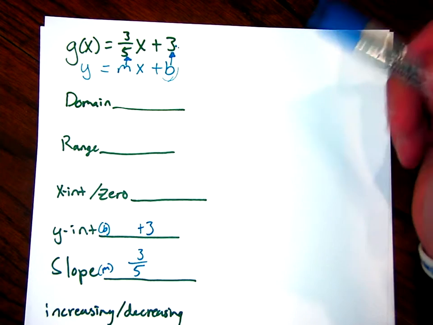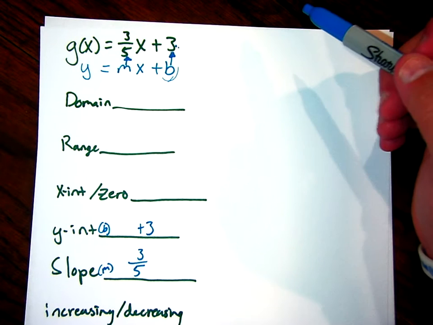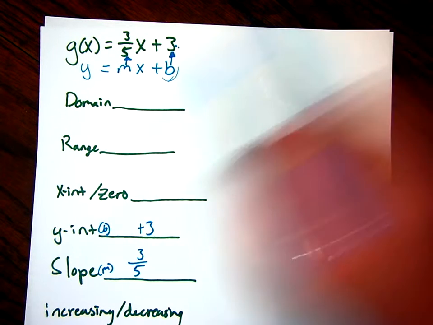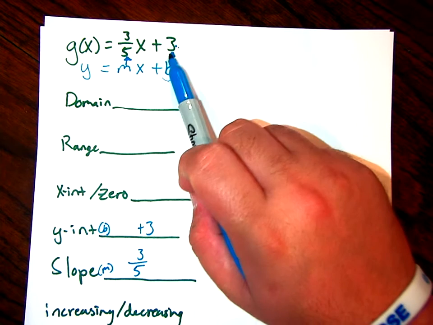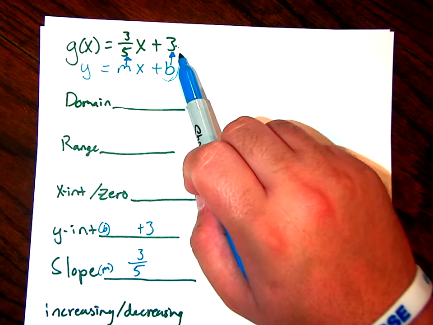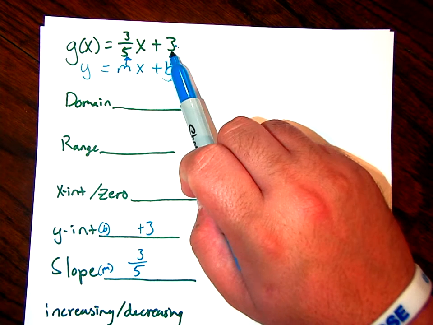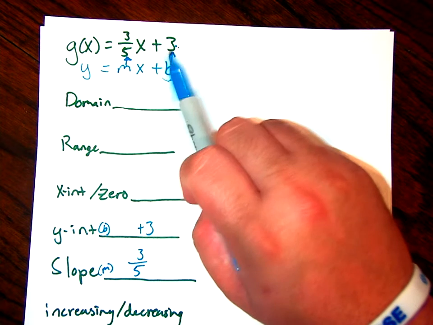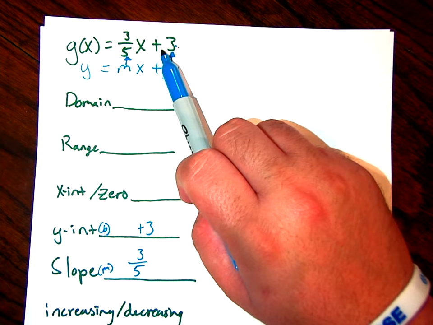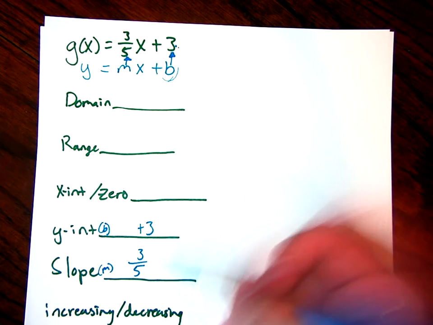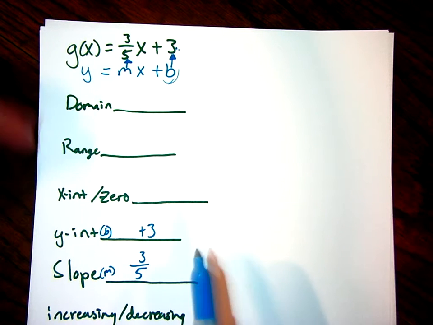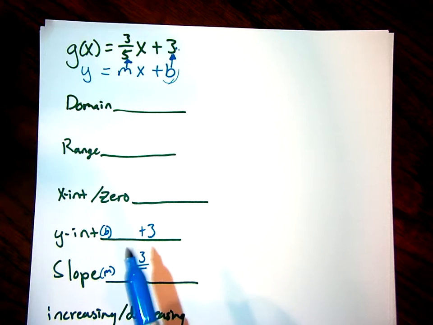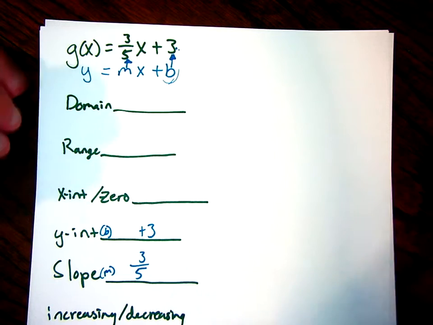Also, in other cases, you may just get 3/5 x with nothing out here. You can assume this to be +0. If there's nothing out here, assume this to be +0, and that would be your y-intercept, 0. So we've got our y-intercept and our slope. And from here, there is one more thing from this equation that I could definitely get fairly easily. But first, we're going to graph it.